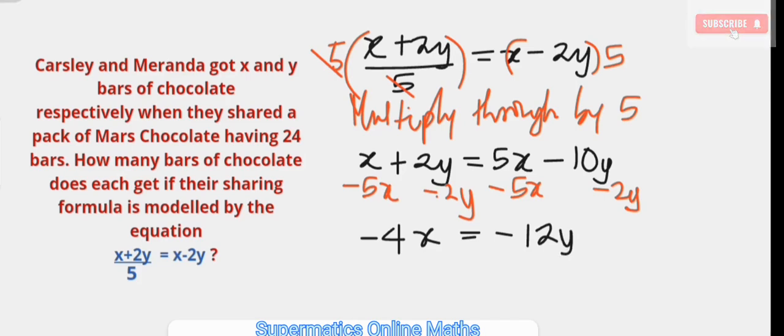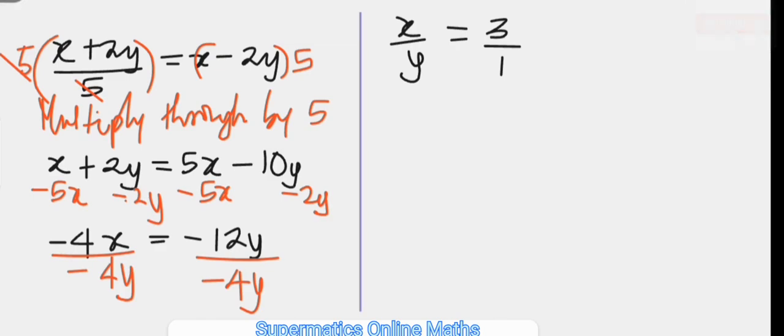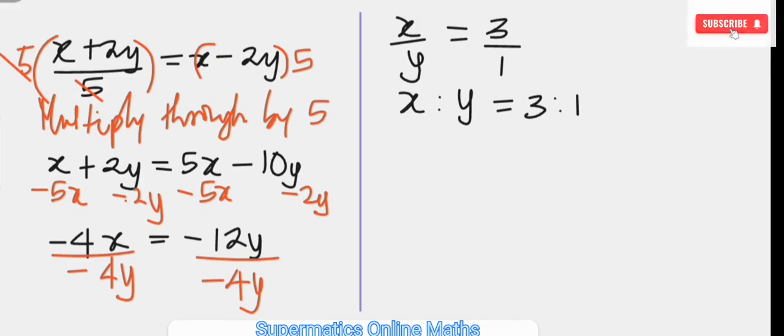Then, to have x over y, which is also the same thing as x ratio y, as ratios can be expressed as fractions, we will need to divide both sides by negative 4y. Doing this means we have x over y on the left, and on the right it is 3, or I'm going to write it as 3 over 1 so that it looks more like a ratio. And we can therefore say that the sharing ratio is x ratio y, and that is 3 ratio 1.